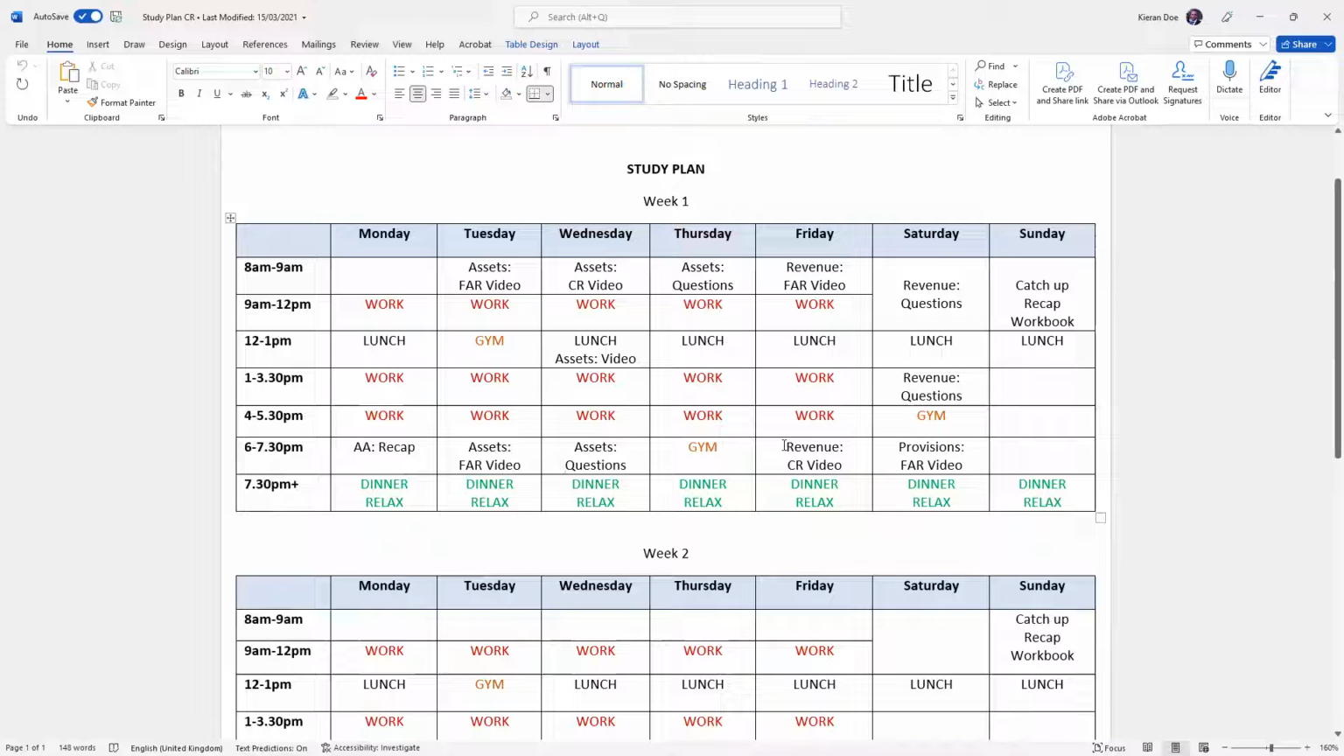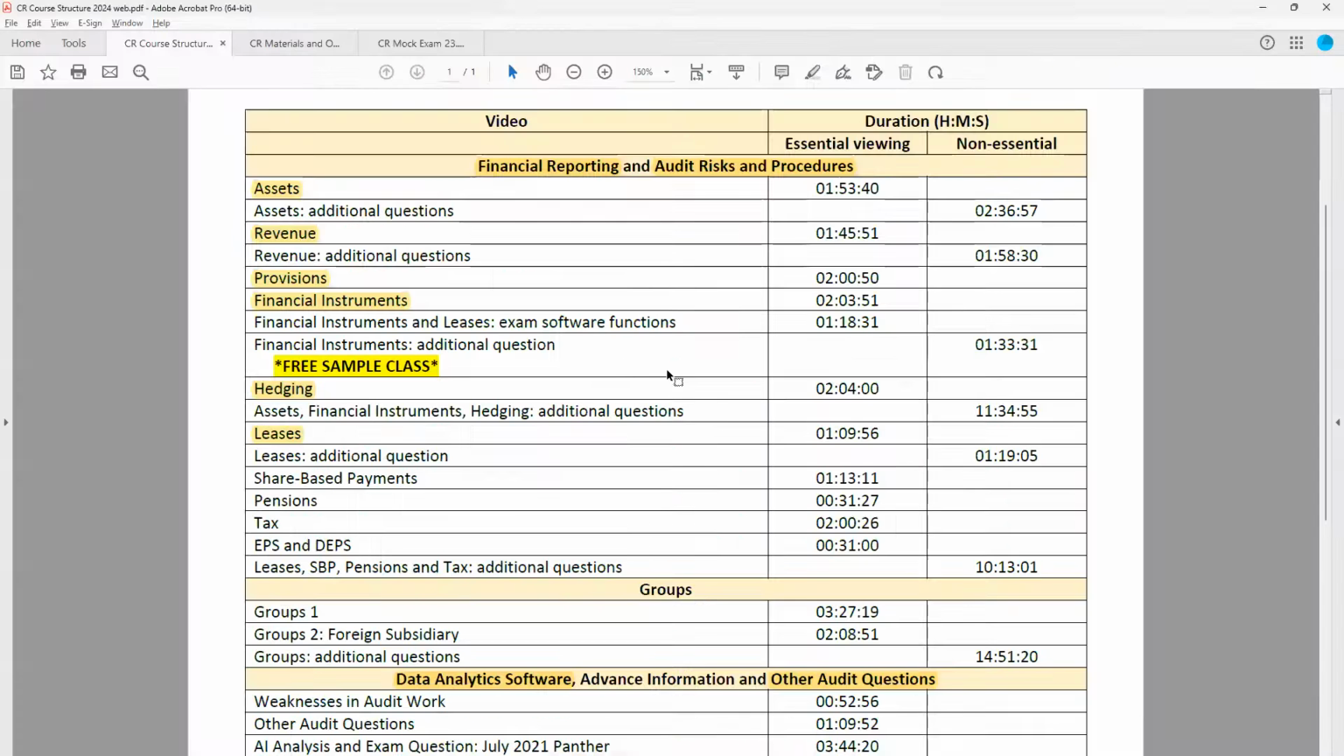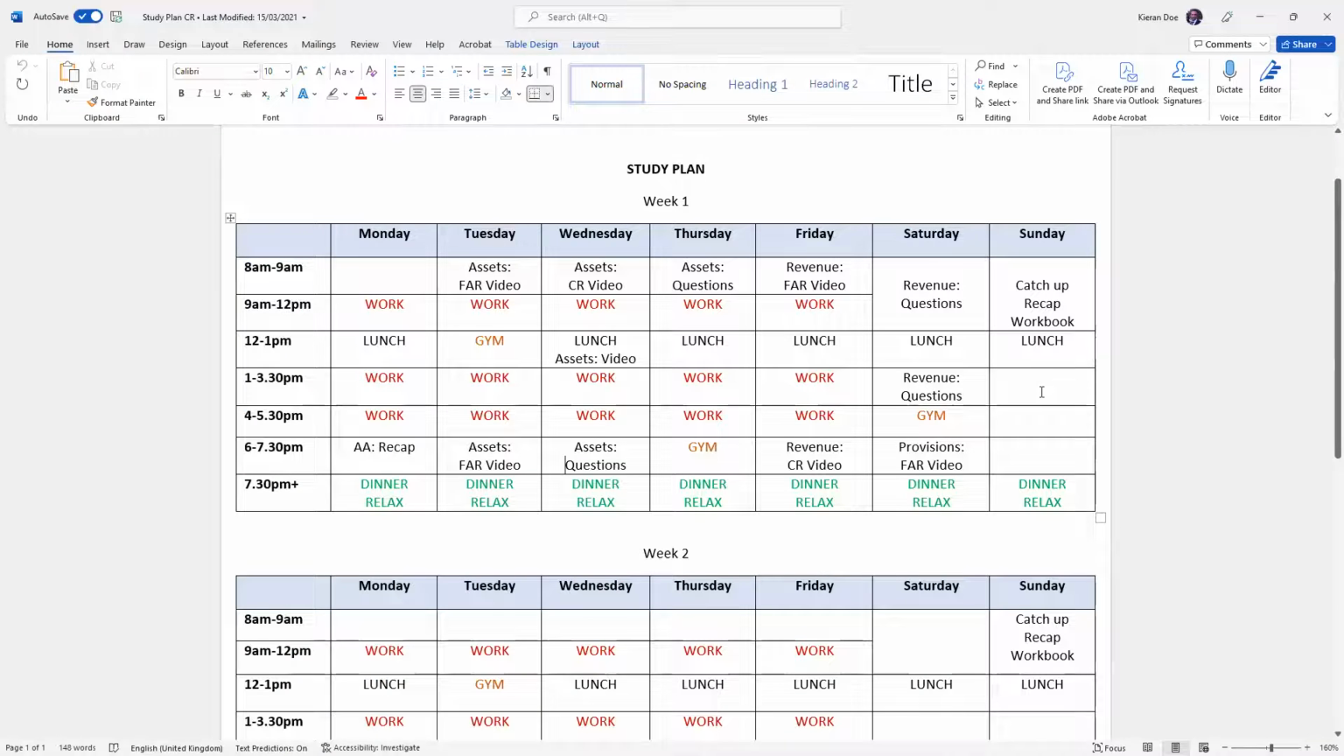And you can also see where your bigger study slots are. So if you're working Monday to Friday, obviously most of your time would be on the weekend. So you can allocate the bigger, chunkier, more technically difficult topics to that time. So thinking of financial instruments, tax, groups, etc. You could allocate those there.